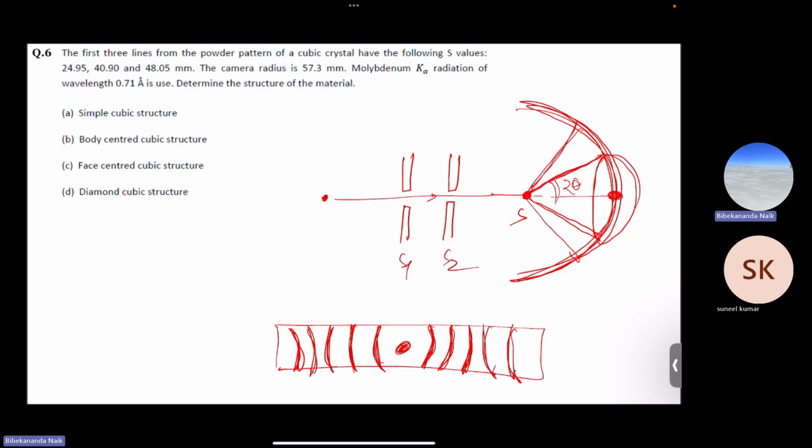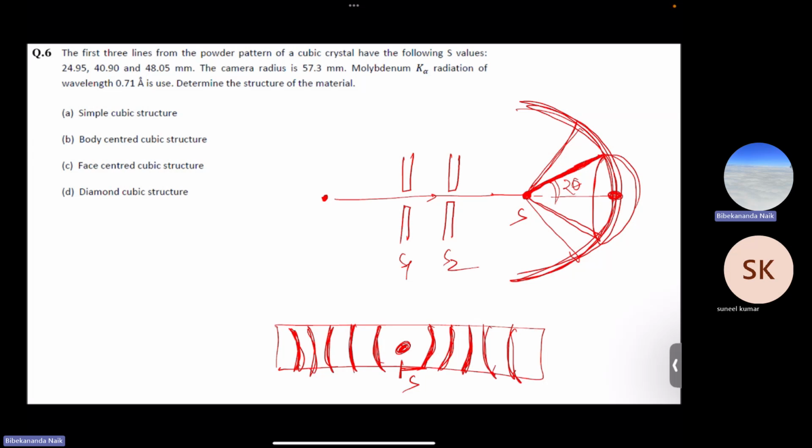So here, this is the point and this is the distance. The values given are 24.95 mm, 40.90 mm, and 48.05 mm. These theta values correspond to particular sets of planes, because not all planes in a crystal show X-ray diffraction. We will discuss this in more detail in the upcoming weeks when we will be solving problems.